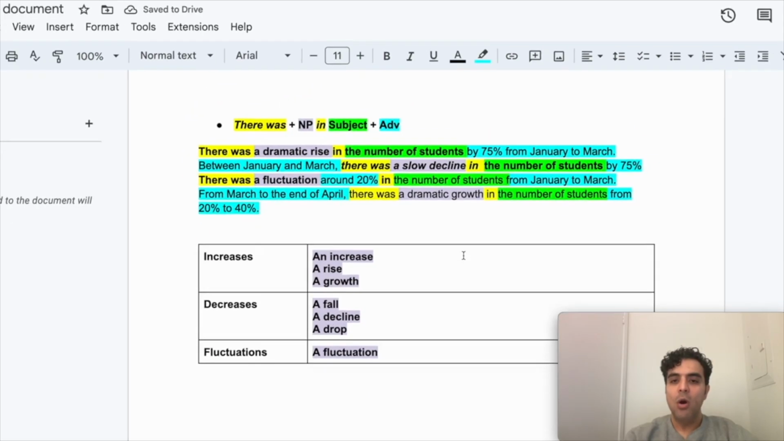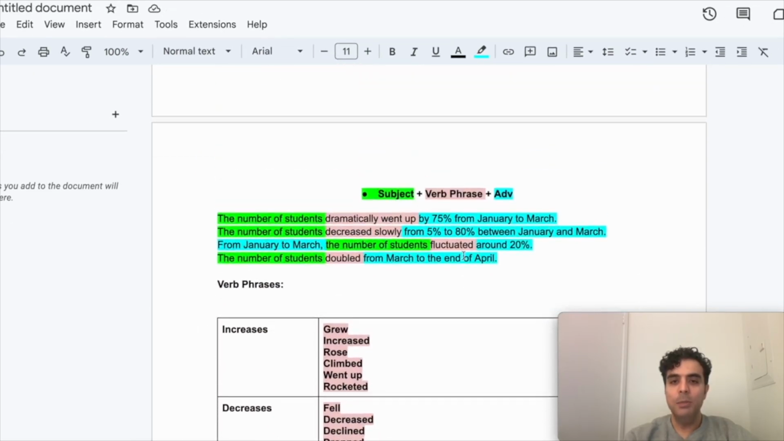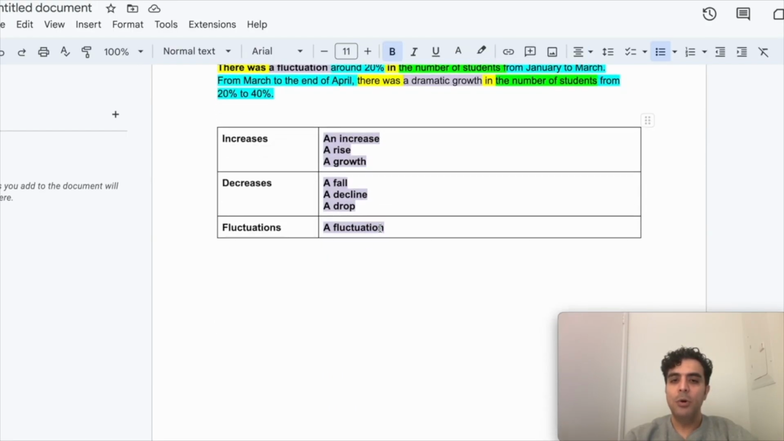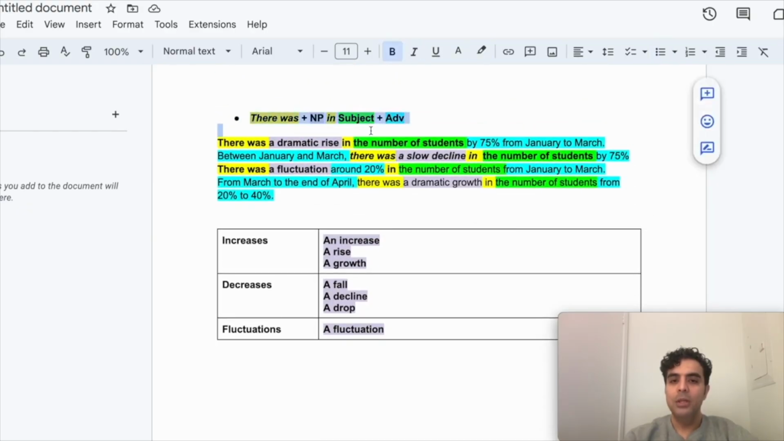So for all of these sentences, which we previously wrote using the verb phrase structure, we have now produced an example using the noun phrase structure. So as you can see, very easy and accessible. Doesn't matter what your level of English is, as long as you are able to follow this pattern in writing and this grammatical structure, things are going to be really easy.